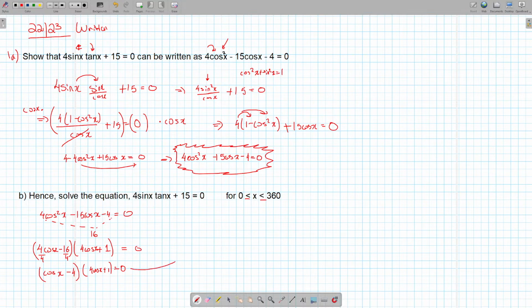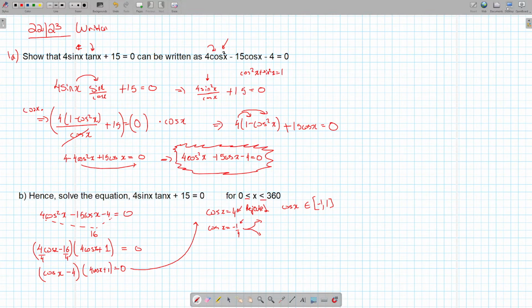So let's take this to the right over here. That means we're going to get two solutions. Cosine x is equal to 4, and cosine x is equal to negative 1 over 4. Of course, this one will be rejected. Why? Because cosine x has a range between minus 1 and 1. It has to be between minus 1 and 1, so it can't be 4. So we're left with this. Let's solve this. We should get two solutions.